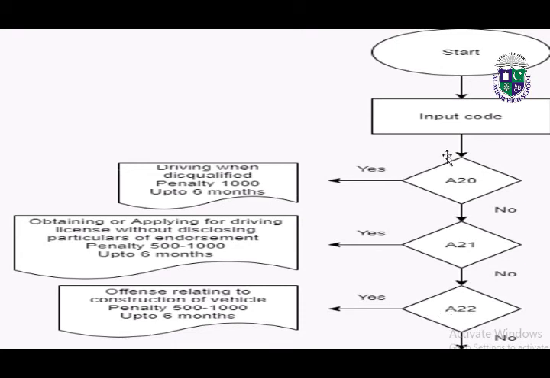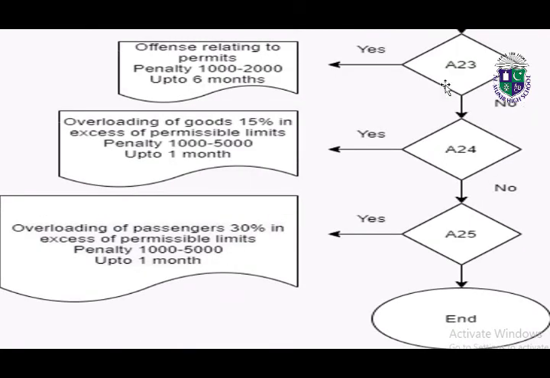If this code is correct and matched with the above code, then it will print offense relating to construction of a vehicle, penalty 500 to 1000 rupees up to 6 months. If no, then it will jump to another code which is A23. If this code is matched, then it will print offense relating to permits, penalty 1000 rupees to 2000 up to 6 months. If no, it will jump to the next decision making symbol of your flowchart.